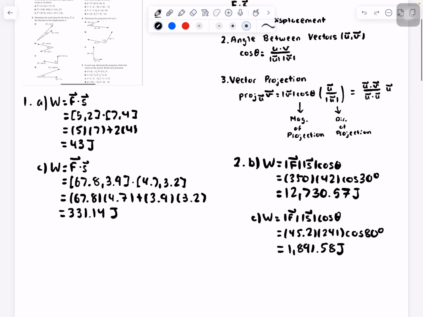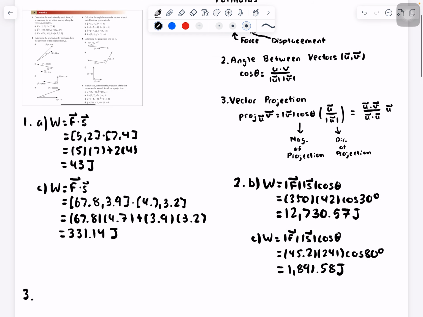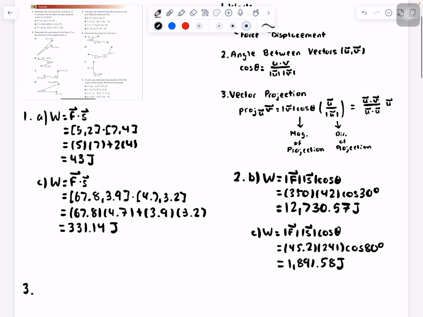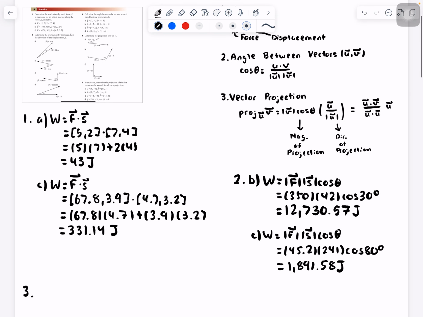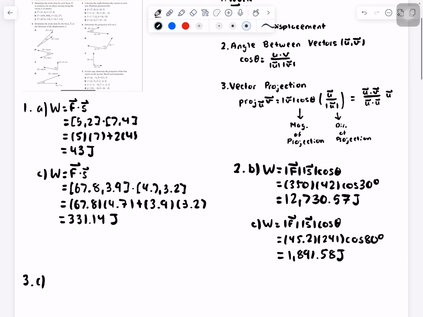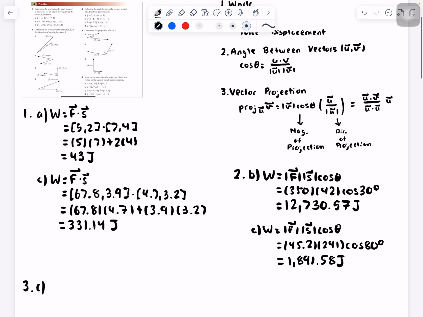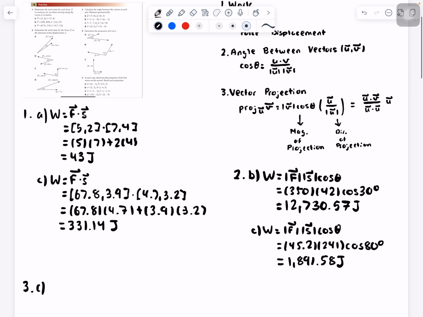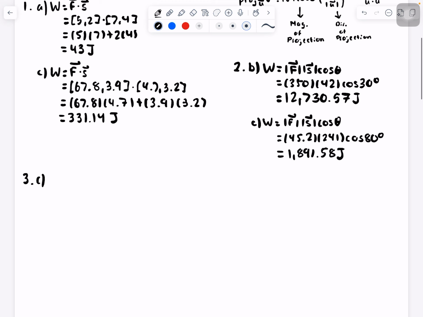Okay, question 3. Let's do C and D, I guess. Yeah, let's do C and D. Again, I'm just choosing at random. It says calculate the angle between the vectors in each pair, illustrate geometrically. Alrighty.